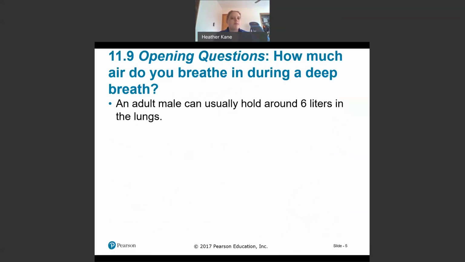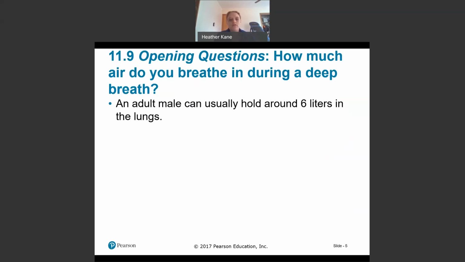Let's talk a little bit about how much air you breathe during a deep breath. An adult male can usually hold about 6 liters of air in the lungs. That is a lot. So think about what a 2-liter bottle looks like, and there would be 3 of those 2 liters.